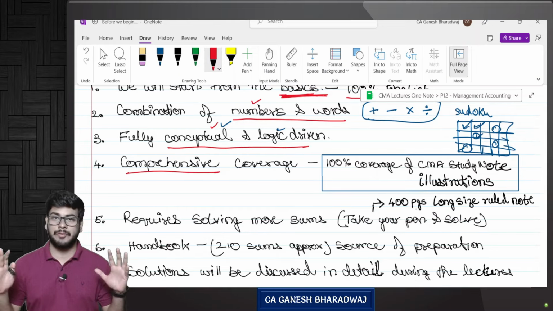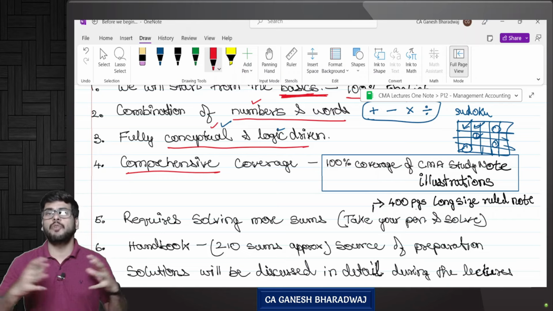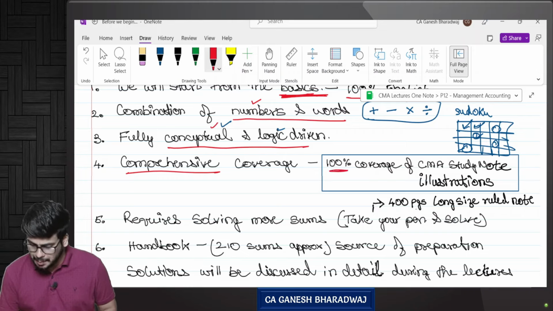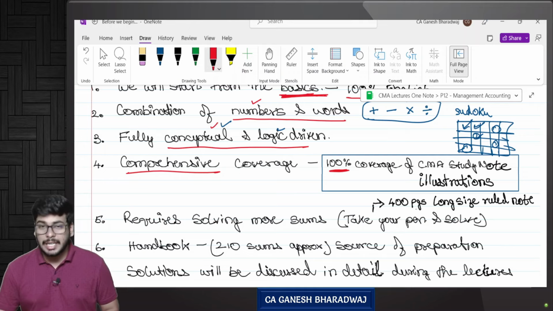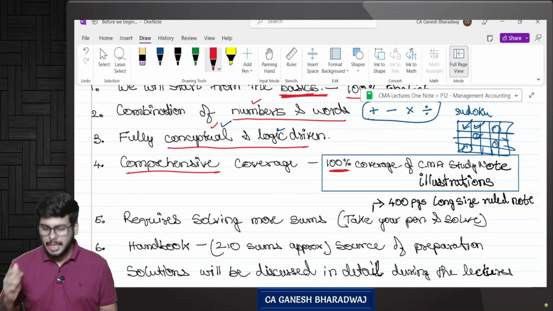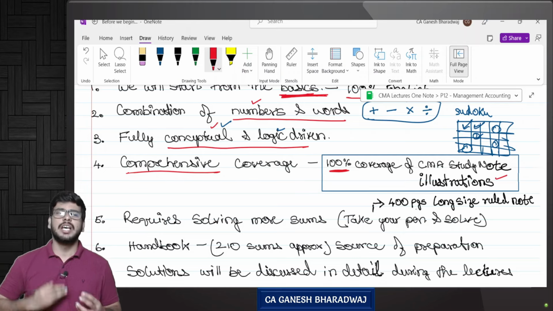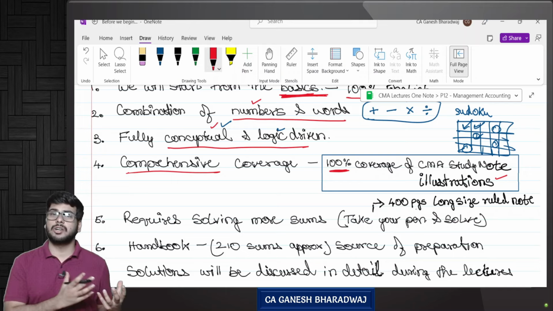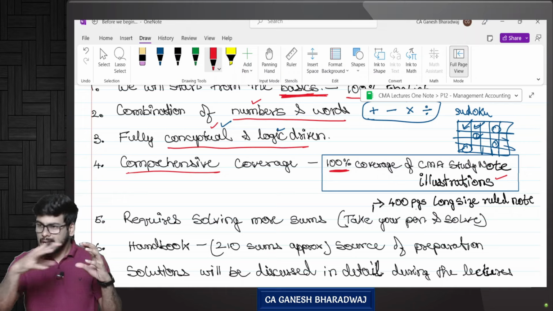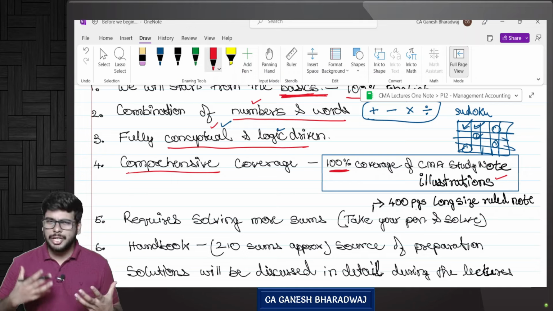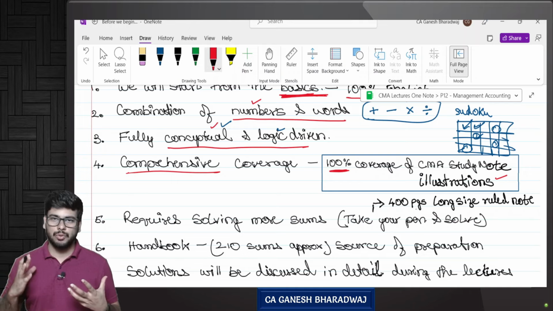A comprehensive coverage means the entirety, the scope: whatever is mentioned in your ICAI study material, 100% of that will be covered in our lectures. That is, all the illustrations mentioned in your institute study material will be covered during the course of our lectures. Every single illustration, we will be doing during our videos, and I'll be telling you the logic. I will first explain the concepts, then related questions we'll be doing. Then we move to the next concept, related questions we'll be doing. So you will get to know more about this as we enter into the lectures.